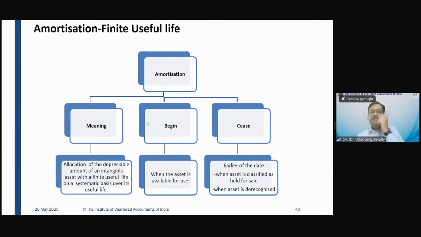So what is meant by amortization? Amortization means allocation of the depreciable amount of an intangible asset with a finite useful life on a systematic basis over the useful life. Amortization begins when the asset is put to use. Yes or no?